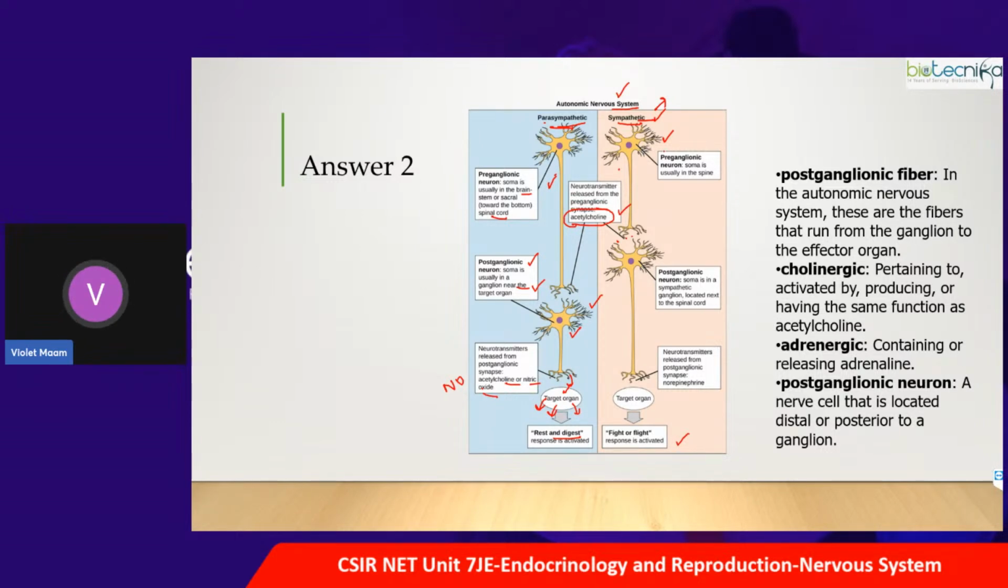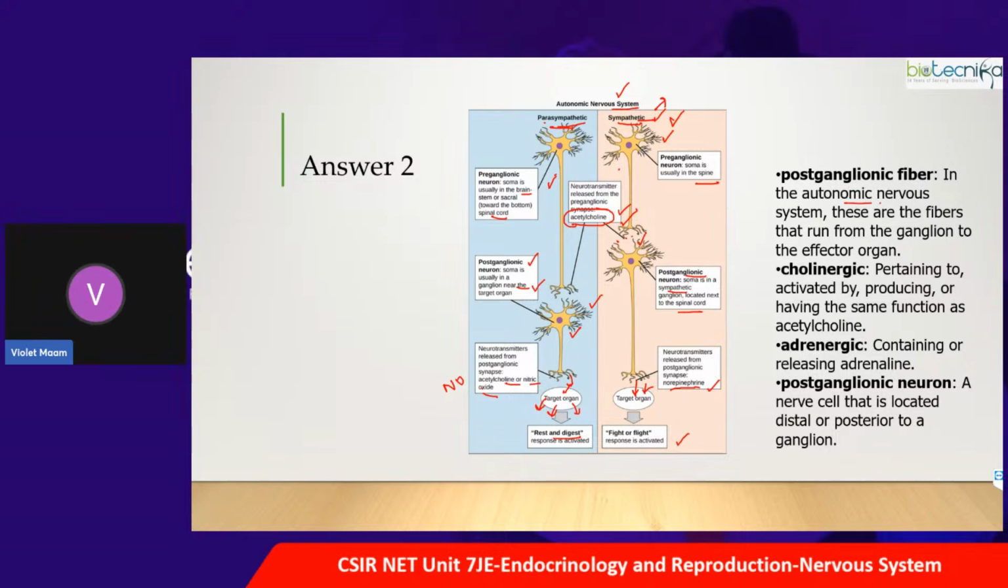If we talk about the sympathetic division, the preganglionic neuron soma is in the spinal cord and it releases acetylcholine. It will go and stimulate the next postganglionic neuron. Here the soma is in a sympathetic ganglion located next to the spinal cord. For this postganglionic neuron, the neurotransmitter released is norepinephrine. We have epinephrine and norepinephrine. The neurotransmitter norepinephrine will go and stimulate the target organ. So this is for your sympathetic division. This figure is important. Try to remember what type of neurotransmitters are released.